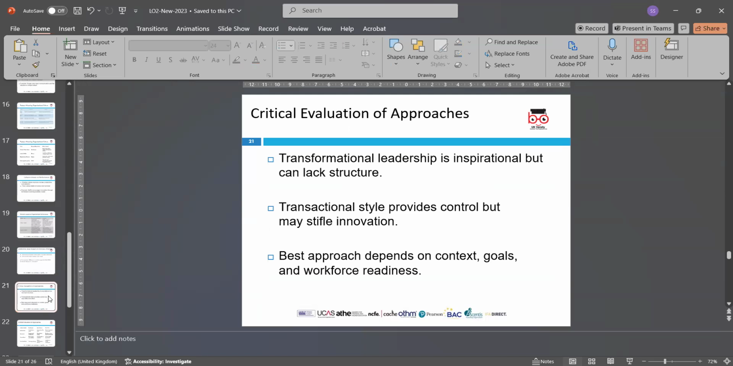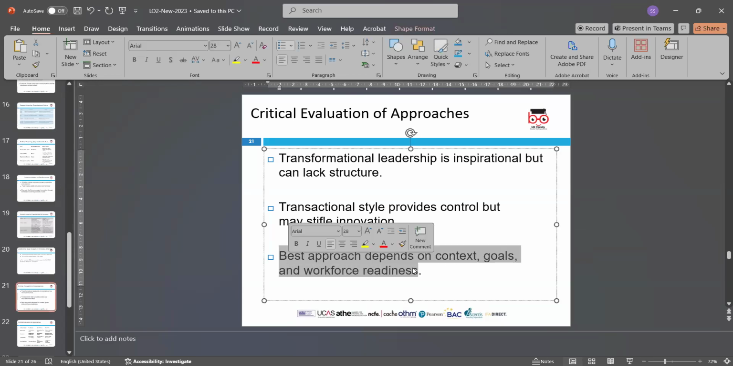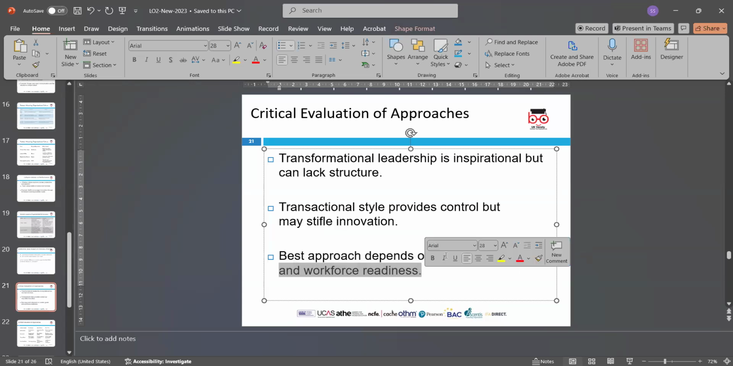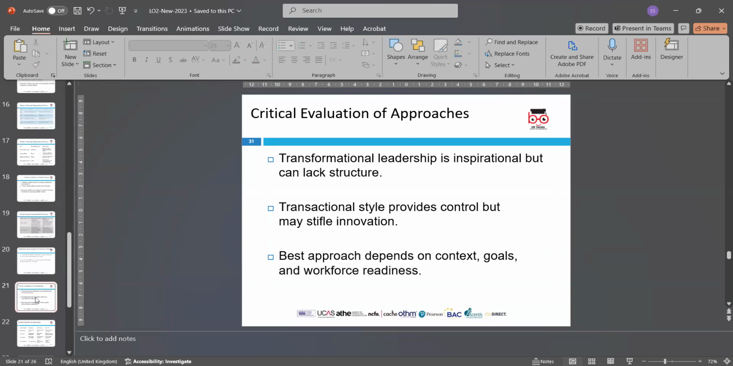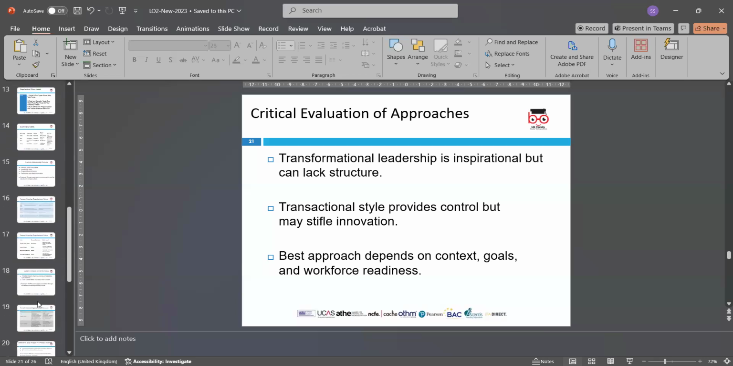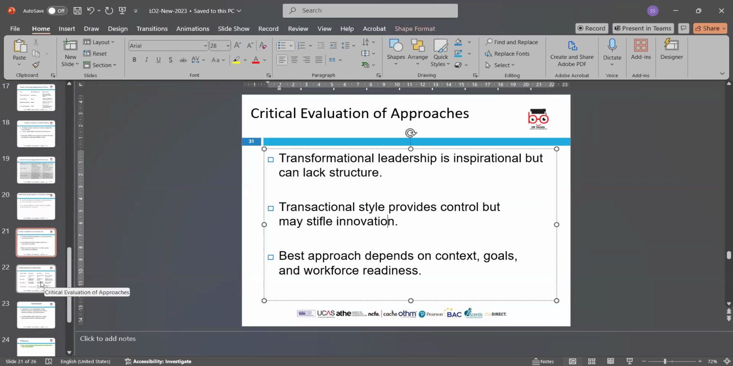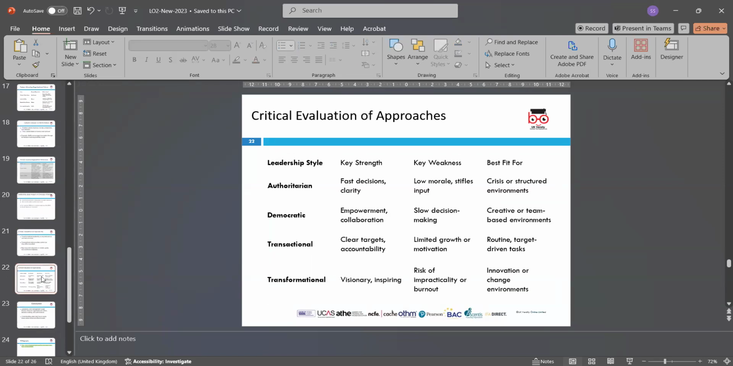Critical evaluation of the approaches: what are the pros and cons of the different leadership styles. So we'll see that. But again, I just want to say there is not any fixed leadership style. It depends on the context, the goal of your organization, the vision and mission of the organization, and your employees, their behavior, their readiness, who are working in the organization. So you need to consider all these factors and then decide which leadership style will be more suitable. For that reason, first it is very important that you are familiar with the pros and cons of all the leadership styles. You need to evaluate all these styles.